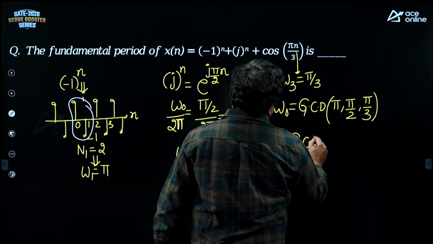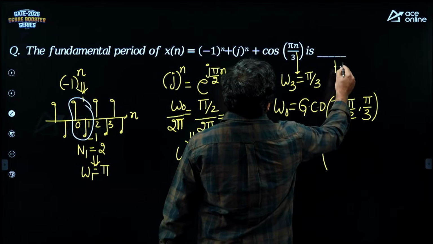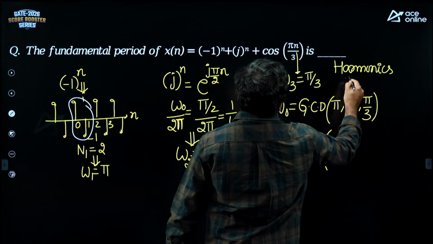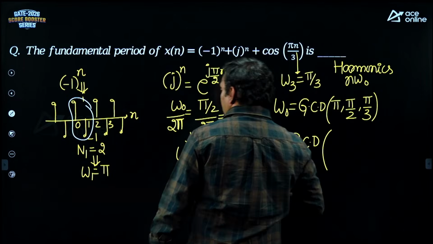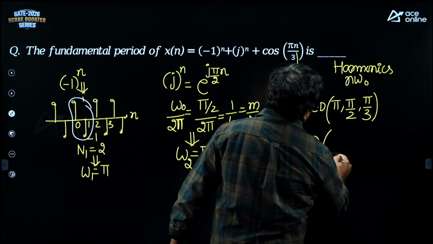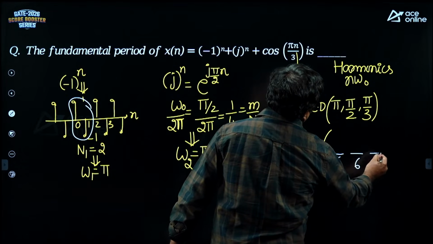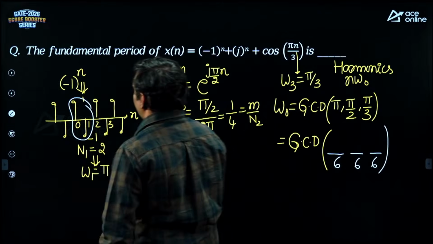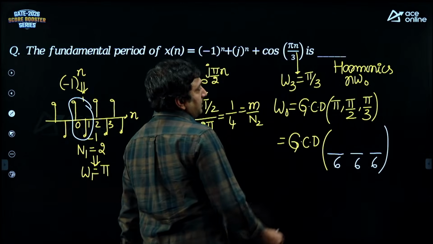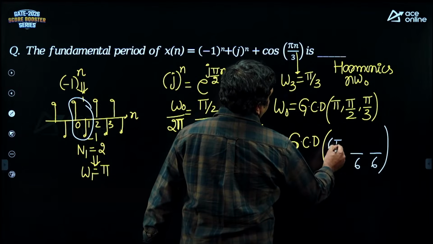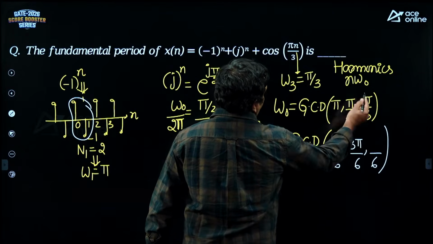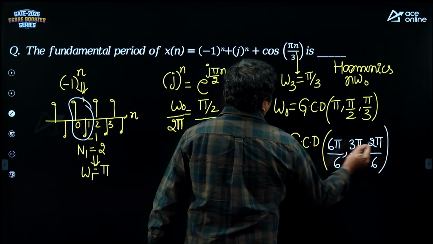So we need some adjustment because our concept is harmonics. N into omega naught logic we are following. So we need some adjustment here. The common multiplier, 2 3s are 6. Let us adjust 6. Pi can be written as 6 pi by 6. Pi by 2 can be written as 3 pi by 6. Pi by 3 can be written as 2 pi by 6.